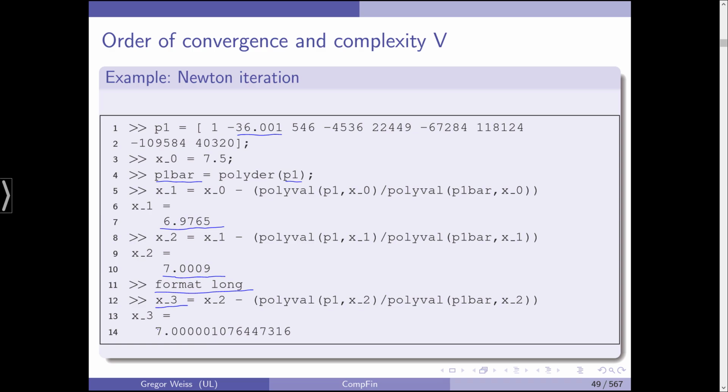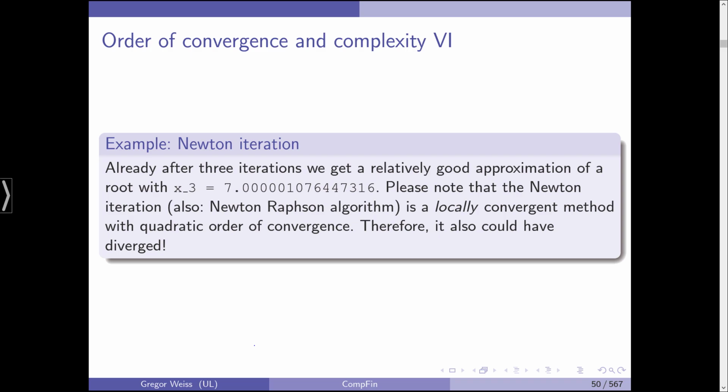7.000001, so sufficiently accurate. Now, after just 3 iterations, we get a relatively good approximation of a root. But note that the Newton iteration, also sometimes called the Newton-Raphson algorithm, is locally convergent.